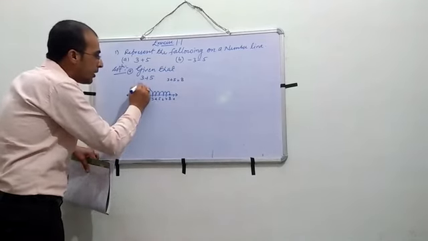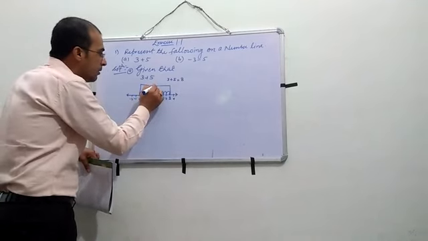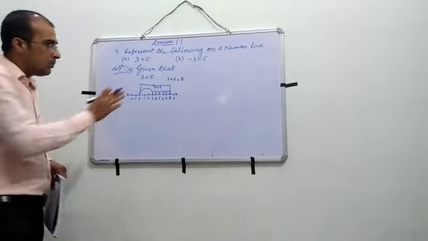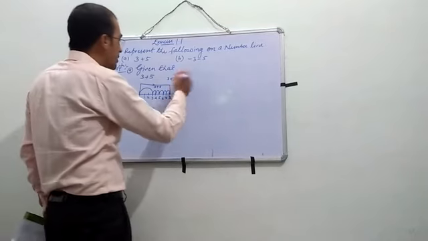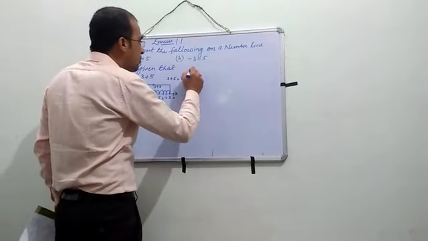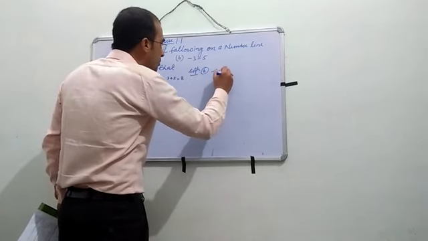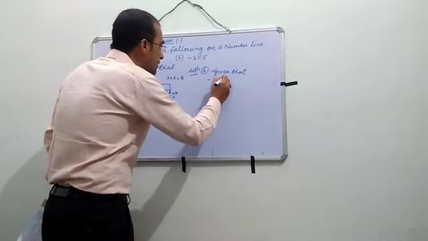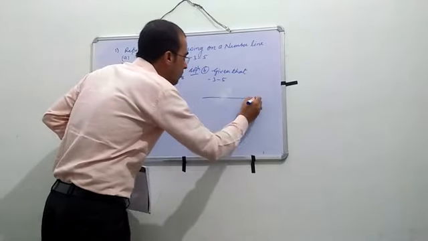It means 3 plus 5 equals 8. So you can say this line means this will be the 3 plus 5. Is it clear? Similarly, we can represent minus 3 and minus 5 on the number line. So what will be the solution of B? Given that minus 3 minus 5? So first we will draw the number line.